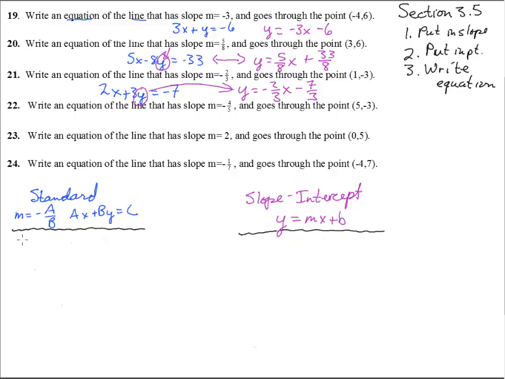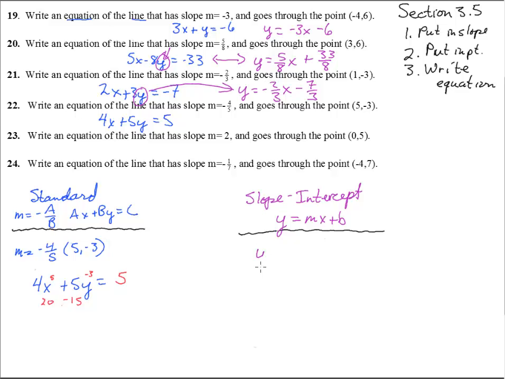Number 22, we have slope of negative 4/5, and it goes through the point 5, negative 3. So 4x plus 5y equals, and we stick in that point. Let's put a 5 right there and a negative 3 there, and we end up with 20. Is that right? 20 minus 15. So we get 5. Write the equation out. We have 4x plus 5y. We got that from the slope, and now we know it has to equal a 5.